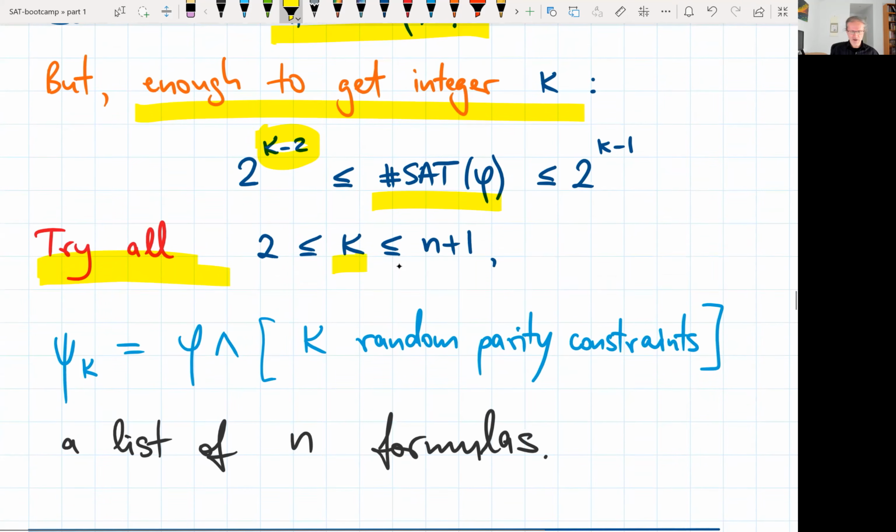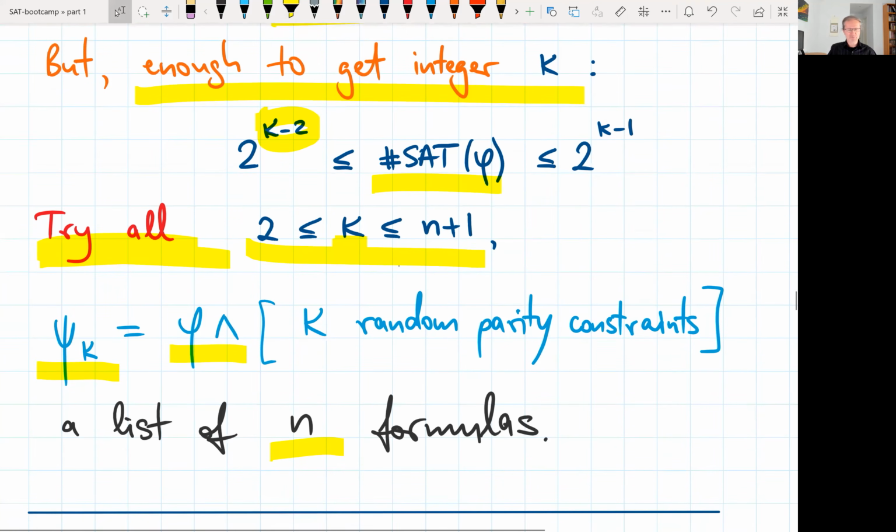So I try each value of k between 2 and n plus 1, say, and I will form, using randomness and doing it independently for different psi's, psi sub k by taking my original phi and picking k independent random parity constraints, these hash functions I mentioned, each one independently, and put the new formula phi in conjunction with these parity constraints. And I do it for k's ranging from 2 to n plus 1, so I get a list of n formulas in the end. Okay, and I will not be giving the computation here.